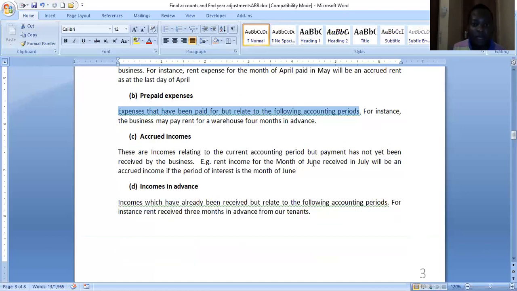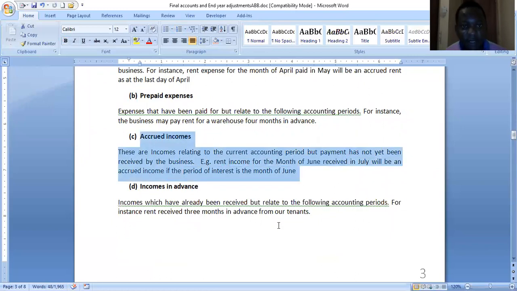Then we have accrued incomes. Accrued incomes are incomes that have been earned.